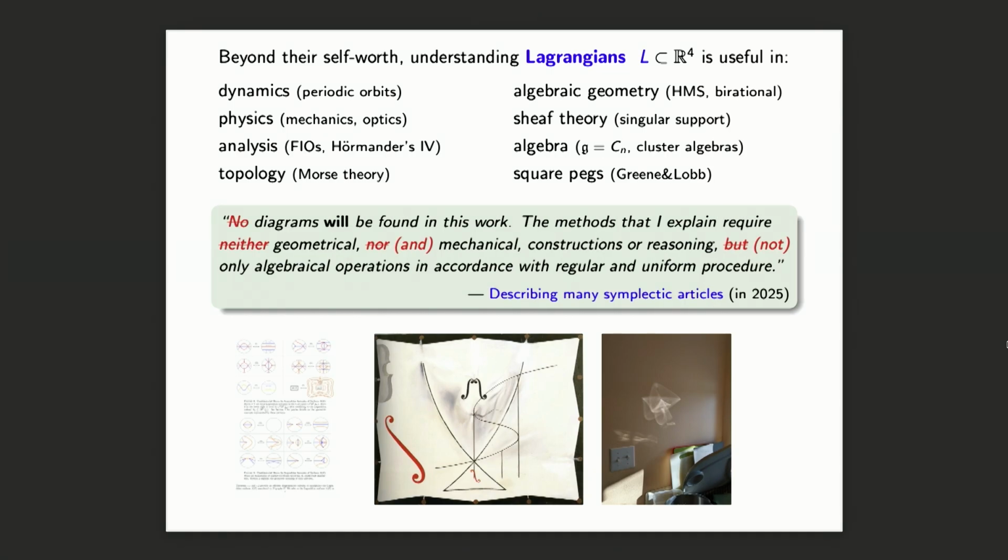I would say, whenever you describe a paper in symplectic, it's just the opposite of what he said. Diagrams will be found on this work, and the methods that we explained require geometrical and mechanical constructions and reasoning, and not just algebra. So we've come a long way. It's like 200-something years. I don't know how much this is in dog years, but it's a while. And it's something I really like about our field. It connects to a lot of things, and it requires different ways of thinking.